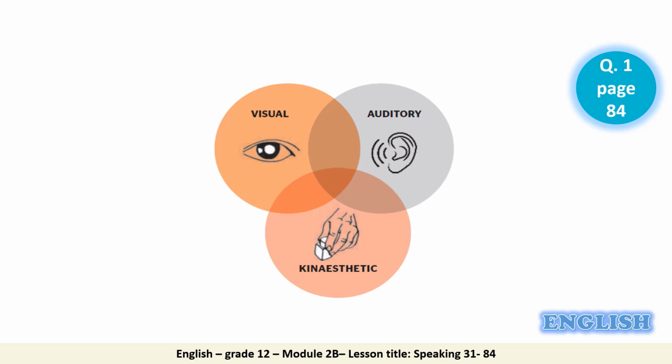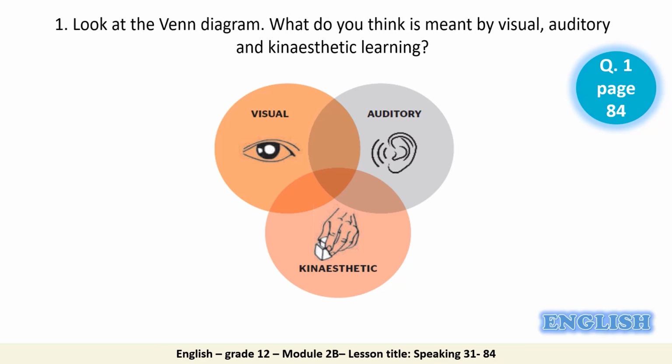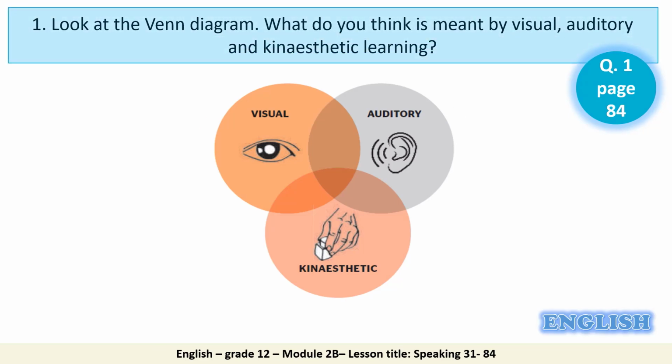Alright, now, and based on what was previously discussed, our task is to define the 3 learning styles. What do you think is meant by visual, auditory, and kinesthetic learning? Would you please click the pause button and elaborate your definitions? Done? Great. What does visual learning mean?